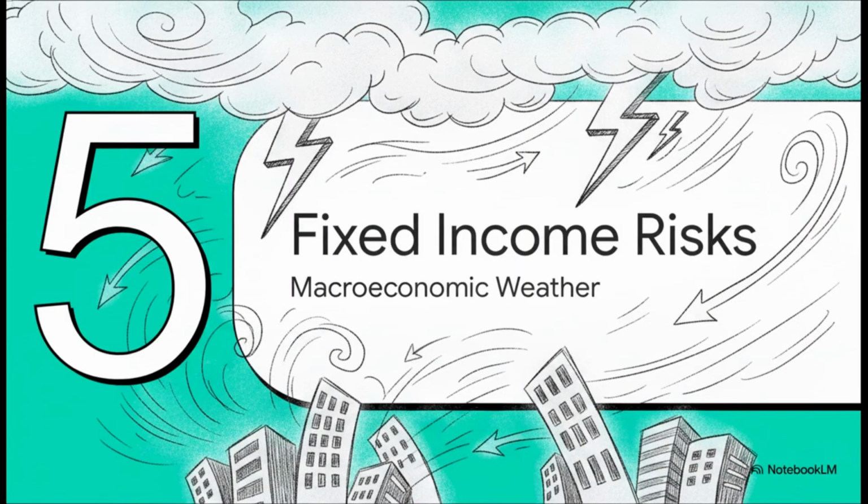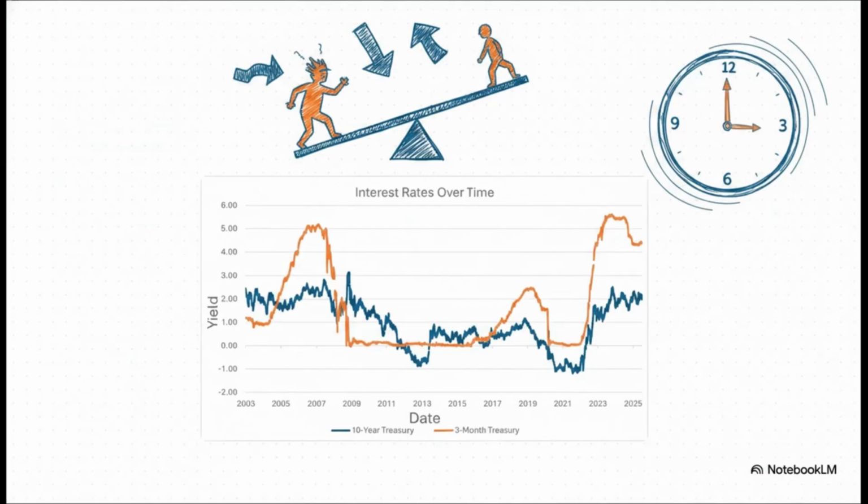And finally, Section 5, Fixed Income Risks. It's time to step back and look at the macroeconomic weather. Remember that seesaw we talked about earlier? Well, the longer your seesaw is, the wilder the ride. When you compare long-term 10-year treasuries against short-term 3-month treasuries over time, you'll see the 10-year moves with far more dramatic, sweeping volatility. This perfectly illustrates what we call duration risk, the reality that the longer you lend your money out, the more sensitive your bond's price becomes to changes in interest rates. A 10-year bond is going to swing much, much harder in price than a 3-month bond every time the Federal Reserve decides to make a move.